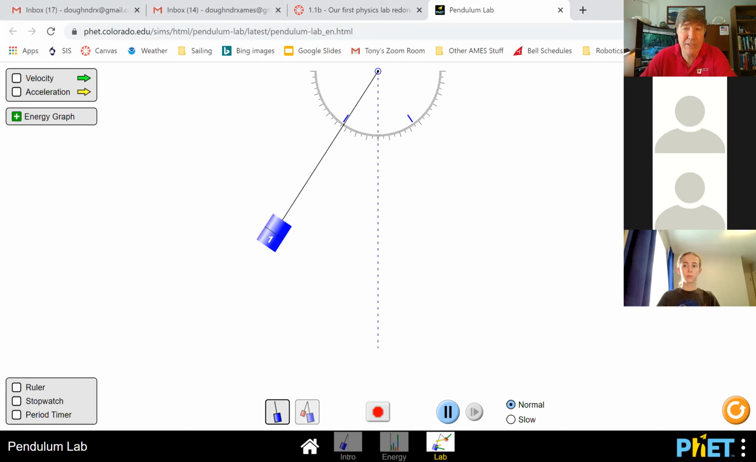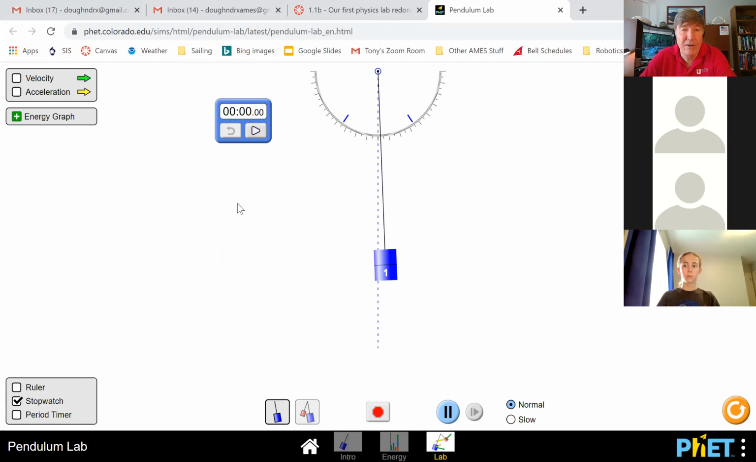For your homework tonight, the independent variable is going to be the length of the pendulum, the length of the string. Now your dependent variable is going to be just what it was before. If you come down in the lower left here, you see there's the stopwatch. So I'm going to click on stopwatch. All right, bring it up here. All right, so we're going to measure the period, but our independent variable is going to be the length.